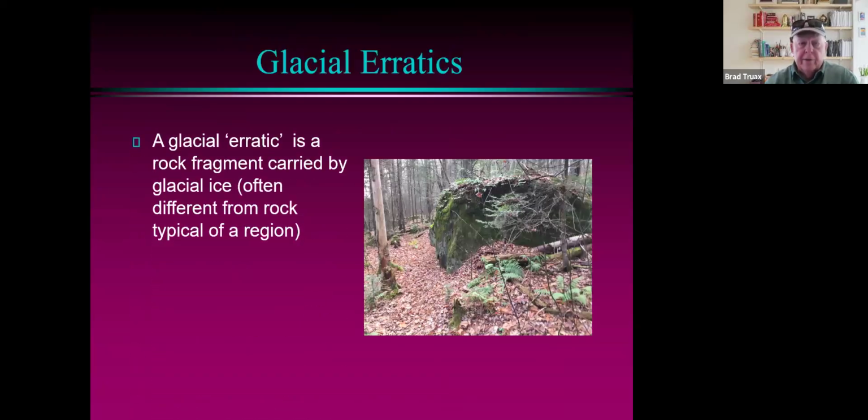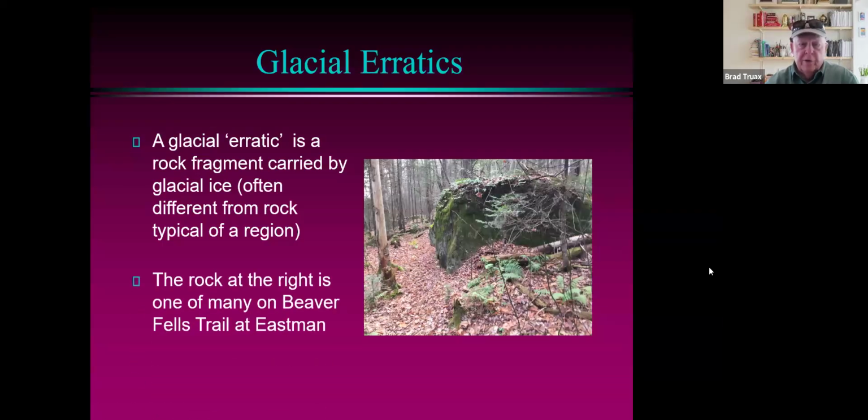The glacial erratic is a rock fragment that was carried by glacial ice as it moved or retreated, and it's often different from the rock that's typical of a region. This rock to the right is one of many that you may see on the Beaver Fells Trail here at Eastman.